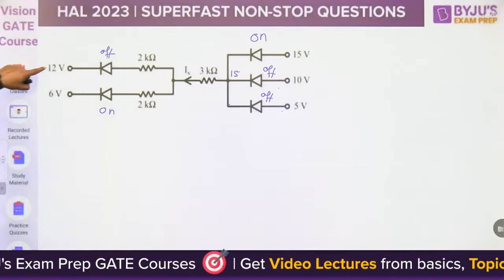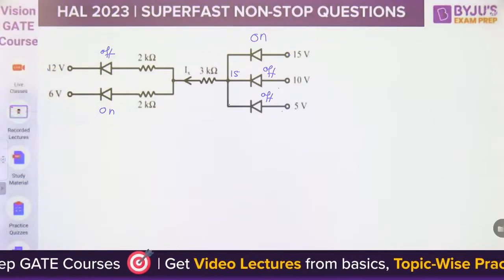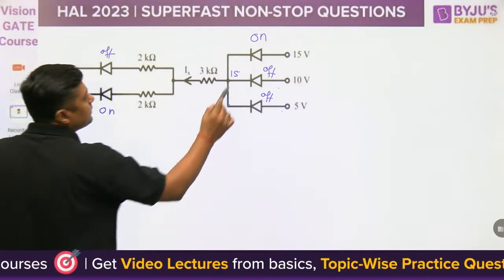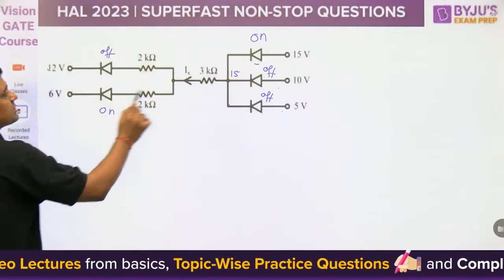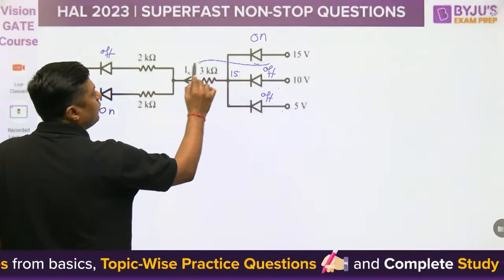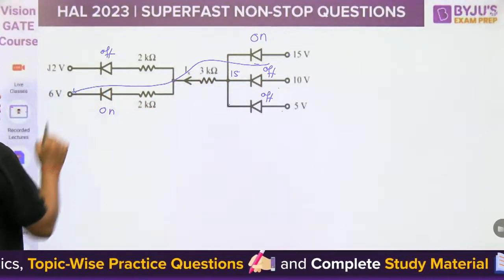Because it is more reverse biased, that's why it is off. This one is on. Now, what is the path? This is the path. Current will flow like this. What is the current here?